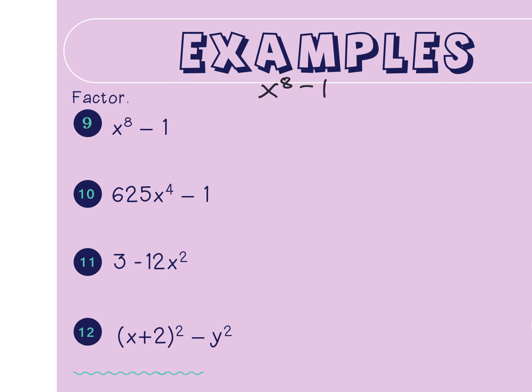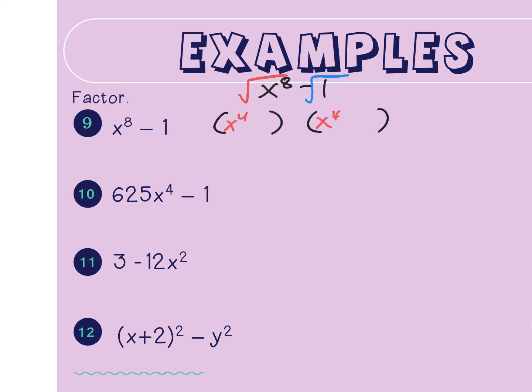I'm still doing the same thing. I'm going to square root this one, and I'm going to square root this one. Remember, when you square root a variable with an exponent, you divide that power by 2. So this is going to actually factor into x to the 4th.